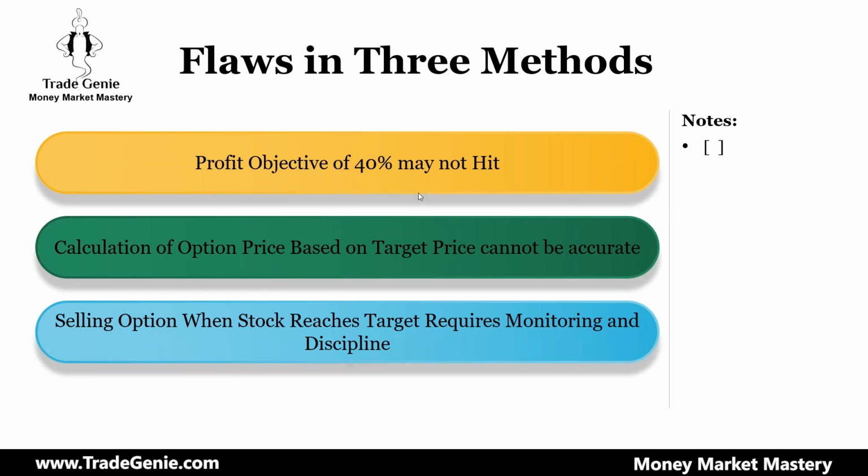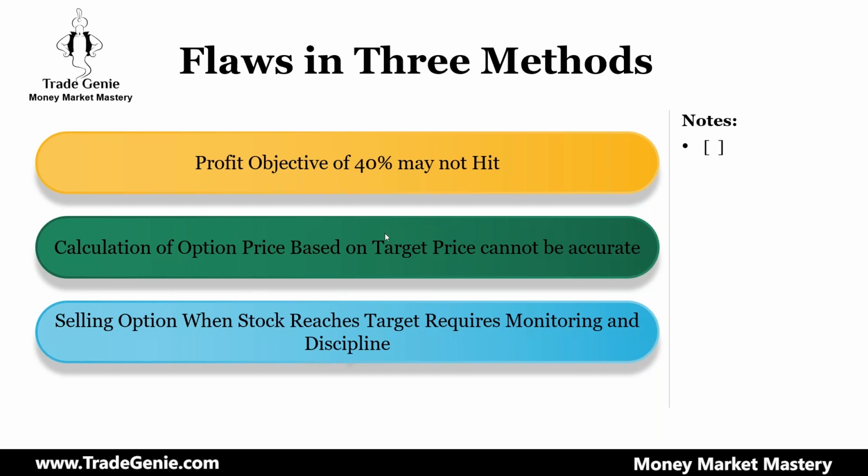So profit objective of 40% may not hit. If we are rigid on 40% profit, it may not hit, or it can go to 300. If it's a small cap, it can go to 400, 500% gain. You bought a 20-cent option and it's going to $1, so maybe 500% gain. So why are you putting your 40% objective? So you have to be careful what you're trading, depending on the stock, the movement, the volume, the news, and what else is going on there. So 40% may not be right.